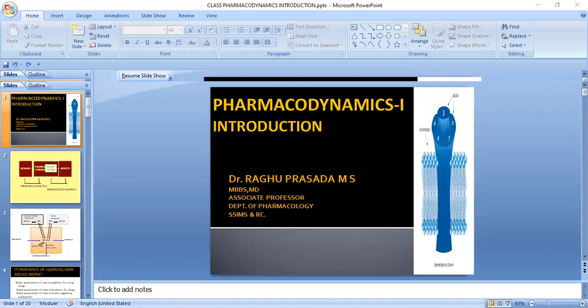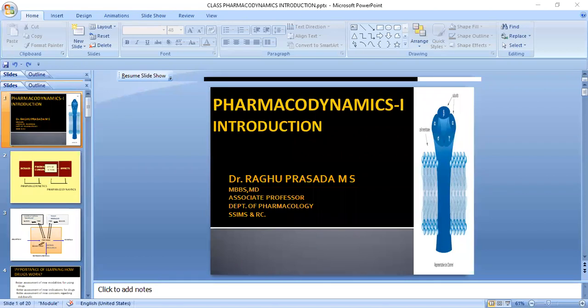So the next slide here shows the difference between pharmacokinetics and pharmacodynamics. We form a dosage and the drug enters the plasma or the site of action. From the site of action, whatever effects are there, we can call it pharmacodynamics.